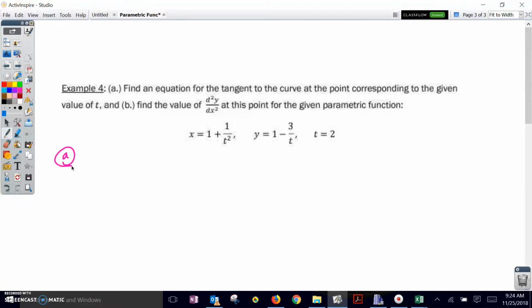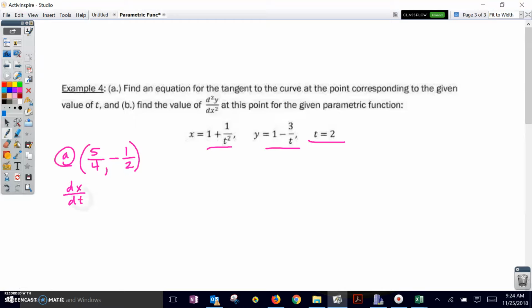I need a point and I need the slope. So I can get the point by substituting the parameter value into these equations for x and y. And so this tangent line is going to go through 1 plus 1 over 2 squared. The x value is 5/4. And 1 minus 3 over 2. So the y value of the point is negative 1/2. So there's my point. Now I need dy/dx in order to get the slope.